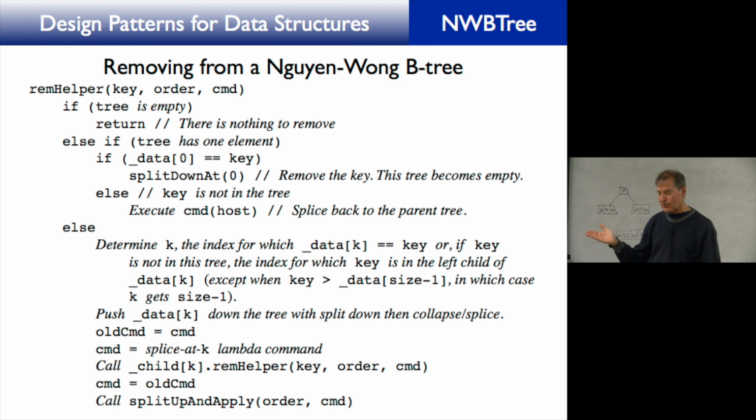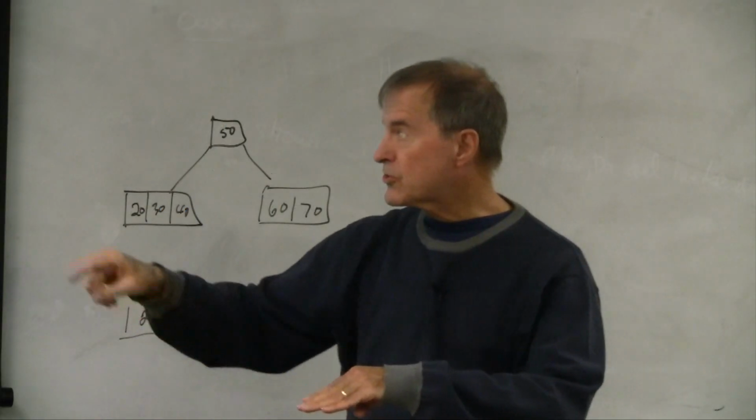We'll see how it works when we do a little run through of an example. So if the tree is empty, we return. There's nothing to remove. Else, if the tree has one element, and if data sub 0 equals key, then what did we do? We found it on the way down, and we're all the way down at the bottom. It needs to be removed. So we can just do split down at 0.